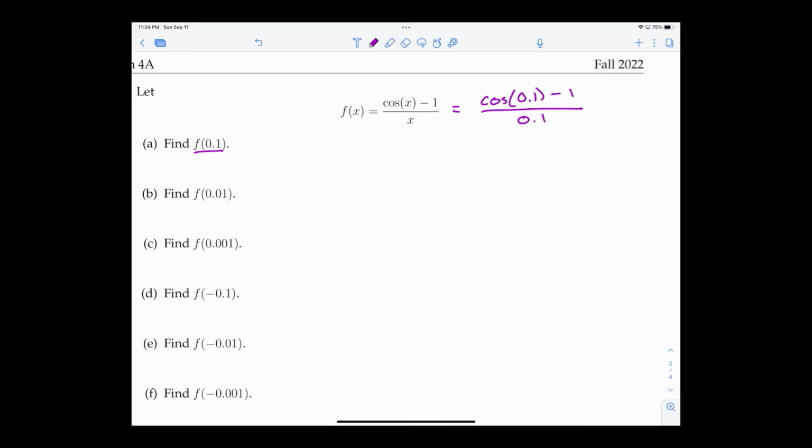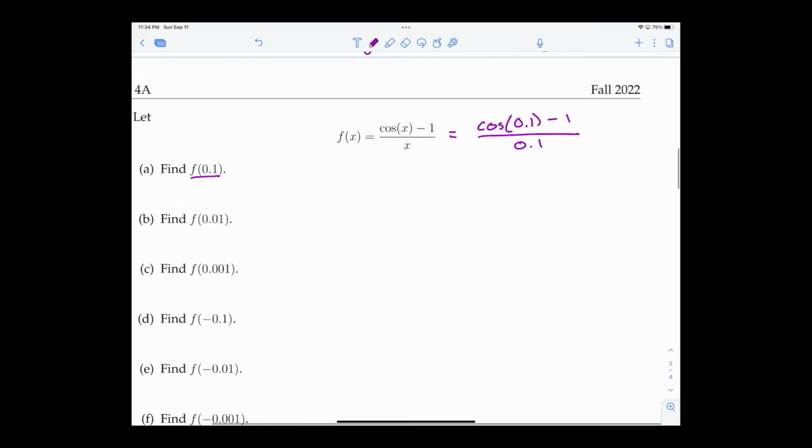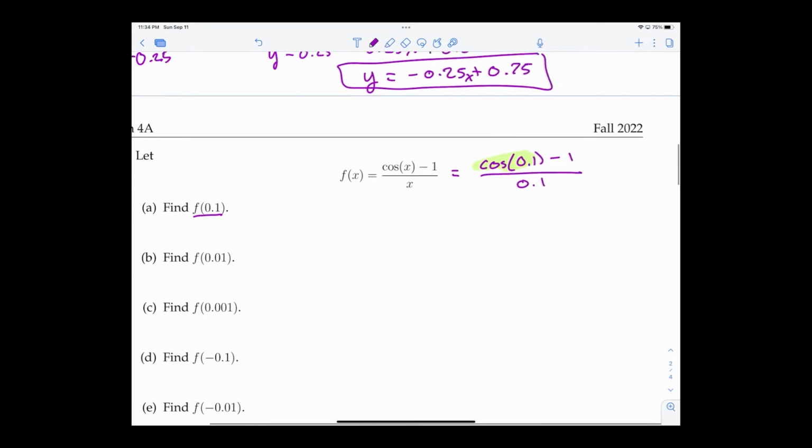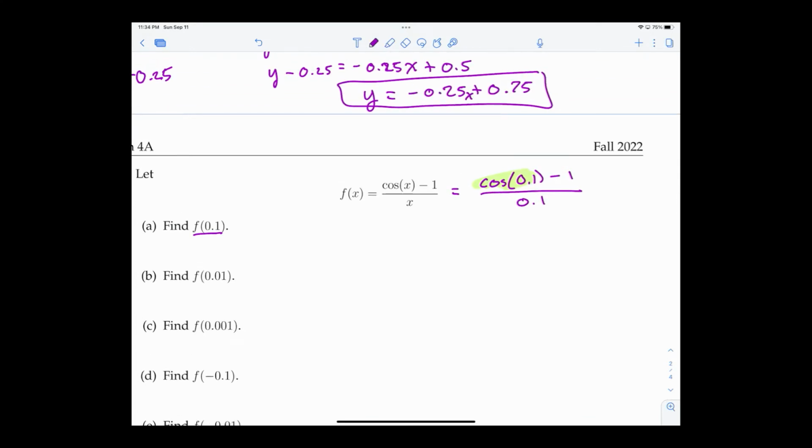And by the way, very important here, when you work this out, your calculator must be in radian mode, okay? If you are not in radian mode, you're not going to get the same answers that I get, and in fact, you're going to get the wrong answers, okay? So let's plug this in. So am I in radian mode? Let's check.